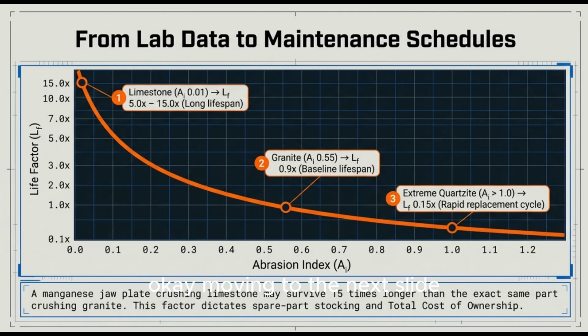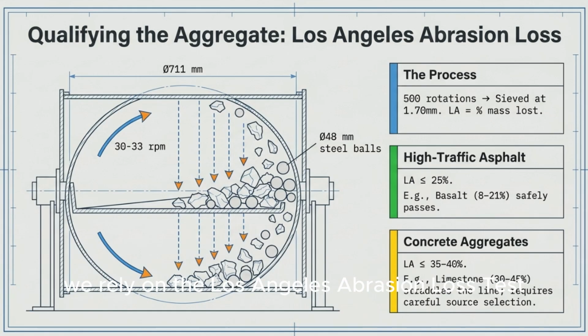Okay, moving to the next slide. Let's examine qualifying the aggregate. So we've managed to break the rock without destroying the machines, but it has to meet tight construction specs, right? Exactly. And for that, we rely on the Los Angeles Abrasion Test. You put your finished aggregate into a rotating drum with steel balls for 500 rotations. And then you just measure how much mass gets pulverized. Right. And if you are supplying aggregate for high-traffic asphalt, that loss must be 25% or less.